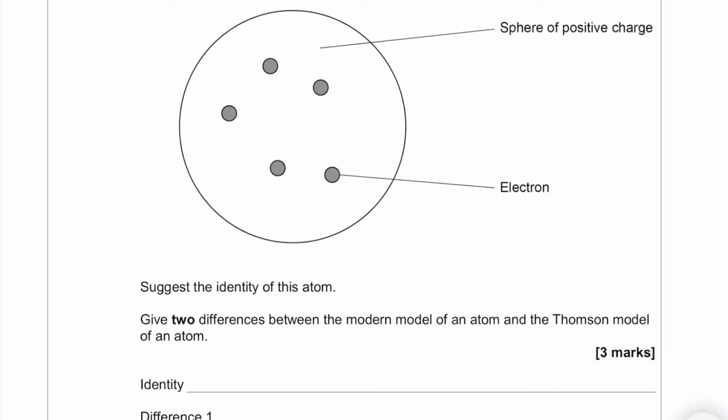So if we count the electrons, 1, 2, 3, 4, 5, if we have 5 electrons and we're an atom, we must have 5 protons as well. So you want to go to the periodic table and find the element with atomic number 5, and that's boron. So the identity of this atom must be boron.